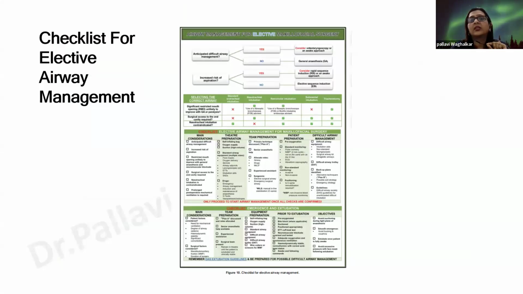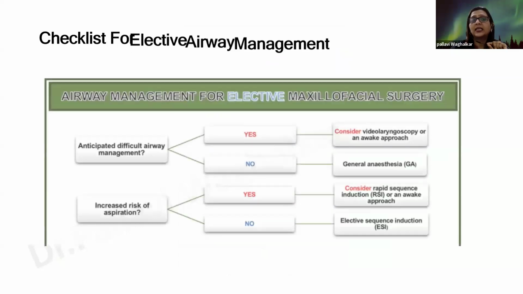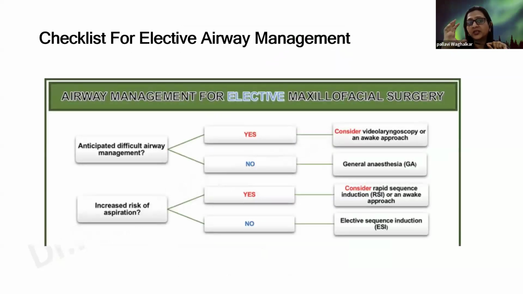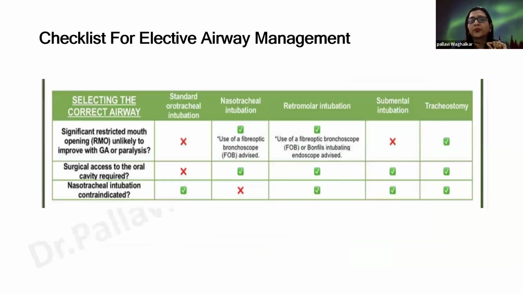Elective airway management, they have given this checklist. If there is elective airway management, first of all, anticipate if there is a difficult airway: mouth opening is restricted, a lot of edema. Then we go ahead with an awake approach or a video laryngoscopic approach. If difficulty is not anticipated, then we can go ahead with general anesthesia normally for elective cases. Whether there is a risk of aspiration or not: if there is risk of aspiration, then go ahead with RSI or awake approach, and if there is no risk, then we can use elective sequence induction.